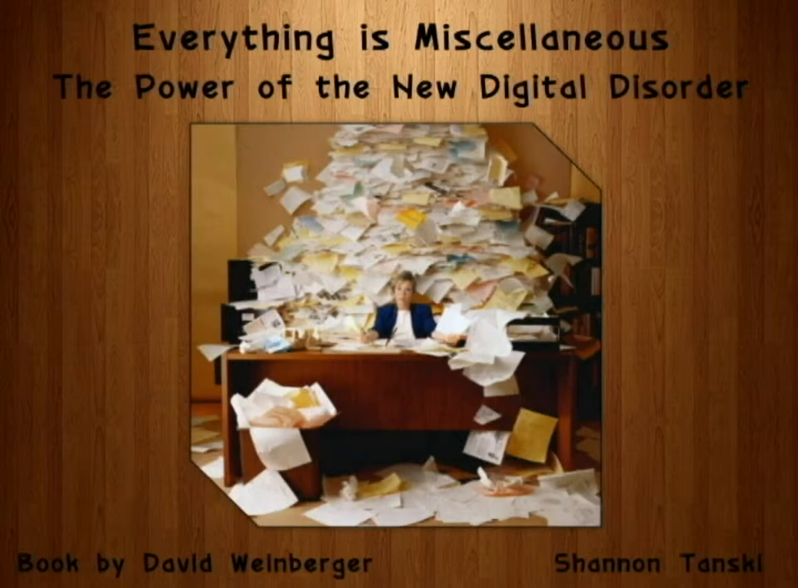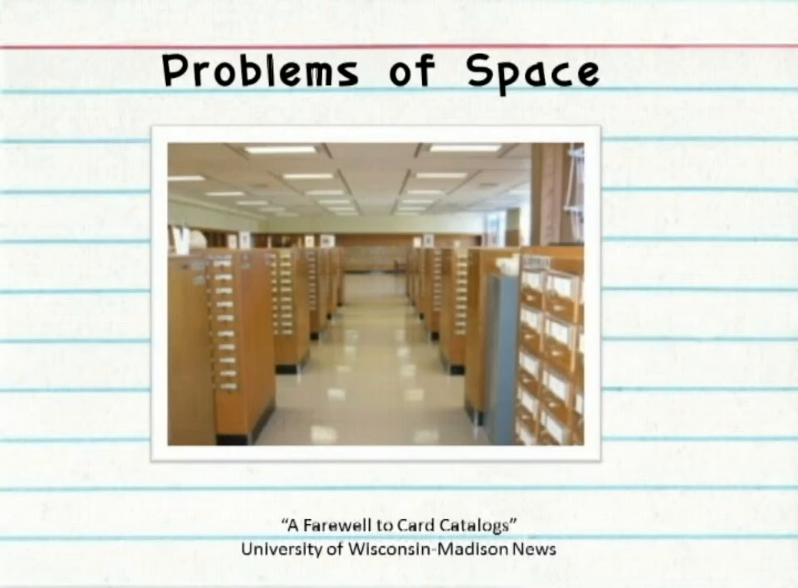The book that I'm basing my presentation on is Everything is Miscellaneous, The Power of the New Digital Disorder by David Weinberger. And the focus of this book is the new organization of information in the digital world. Because of the nature of physical space, organization in the real world can be challenging. Most libraries have card catalogs, some of which can take up entire rooms. UW-Madison has only recently decided to get rid of their catalogs and go entirely digital.